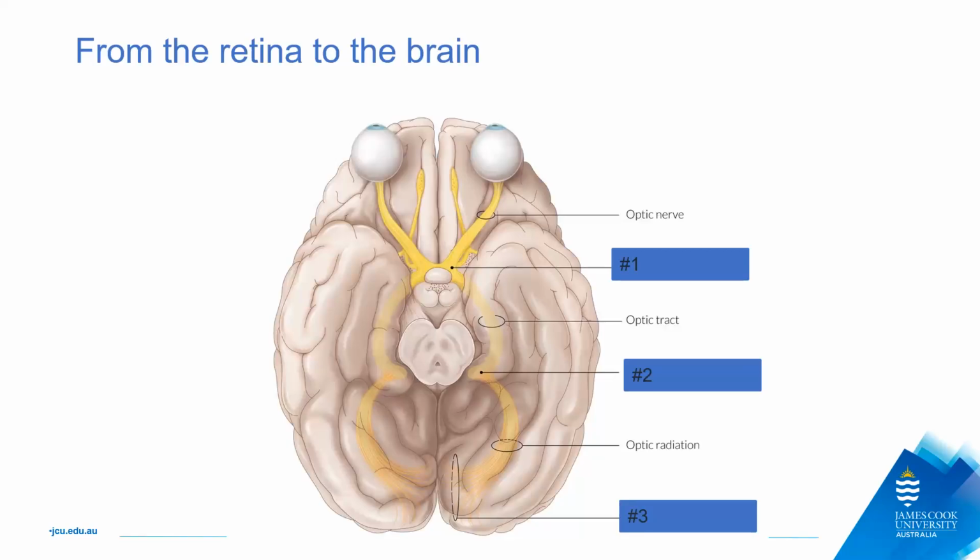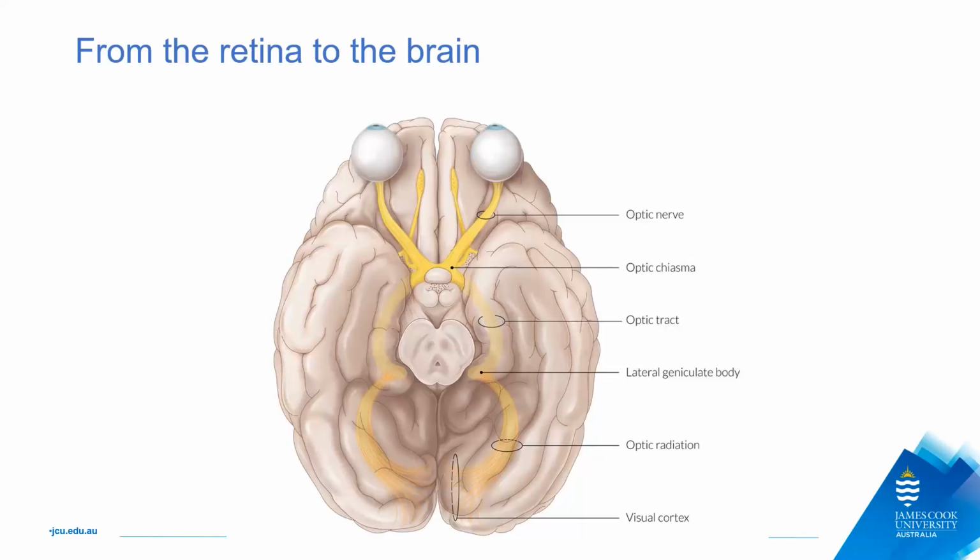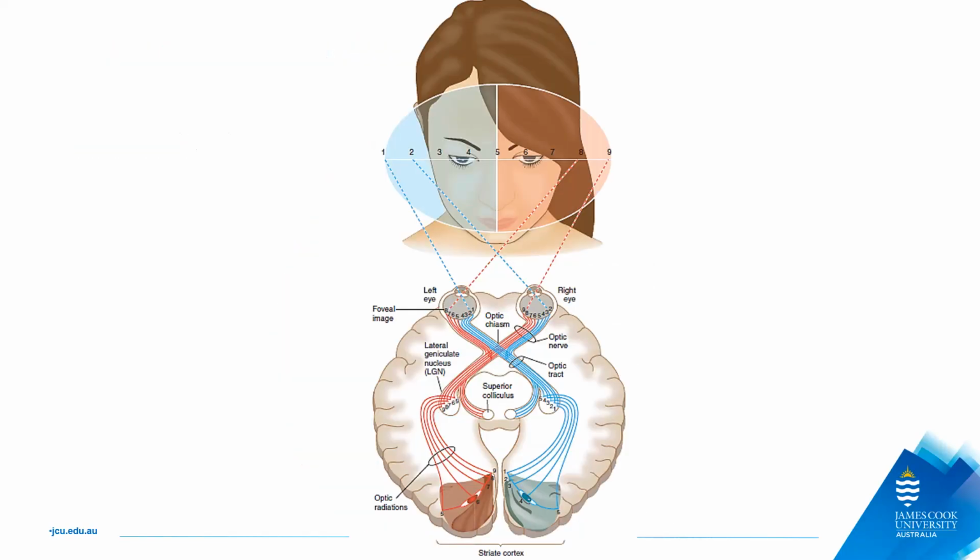So 1, 2, and 3. Number 1 is the optic chiasm, where the optic nerves converge, close to the anterior commissure. Number 2 is the lateral geniculate body, the LGN, lateral geniculate nucleus in our thalamus. And of course, the last part is our visual cortex. Impossible to get it wrong.